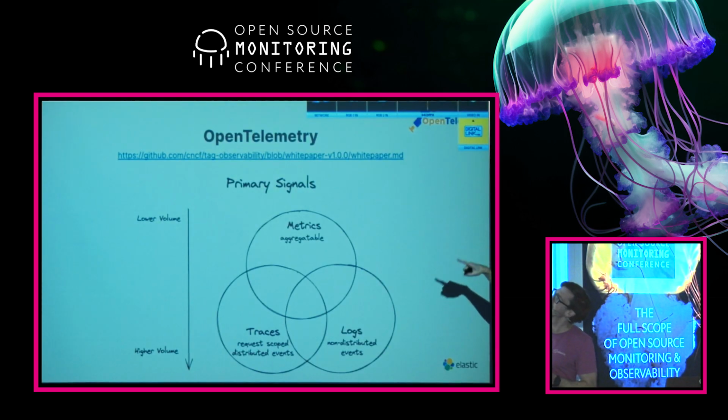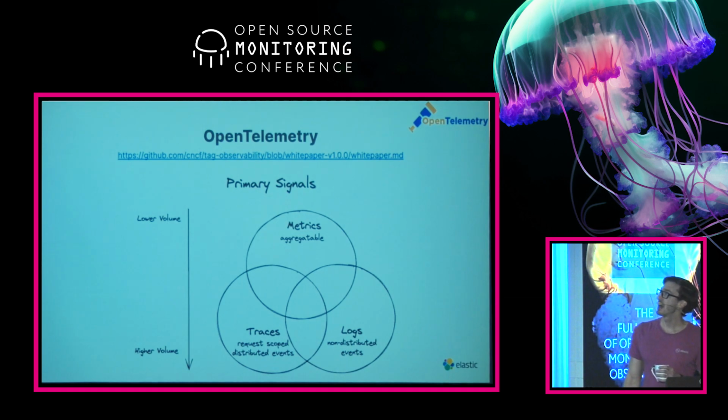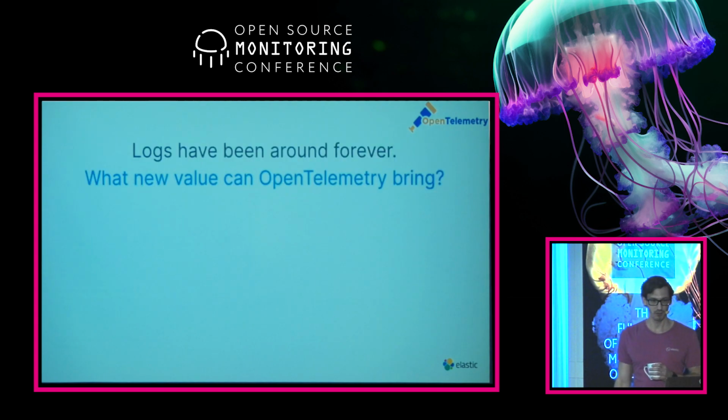The CNCF brought an observability white paper out that explains OpenTelemetry and the primary signals in it. You have lower volumes, which is generally the metrics, which are aggregatable, then higher volumes for traces, which are request scope, and then logs for the distributed events. The white paper has a lot more details. I can recommend that one.